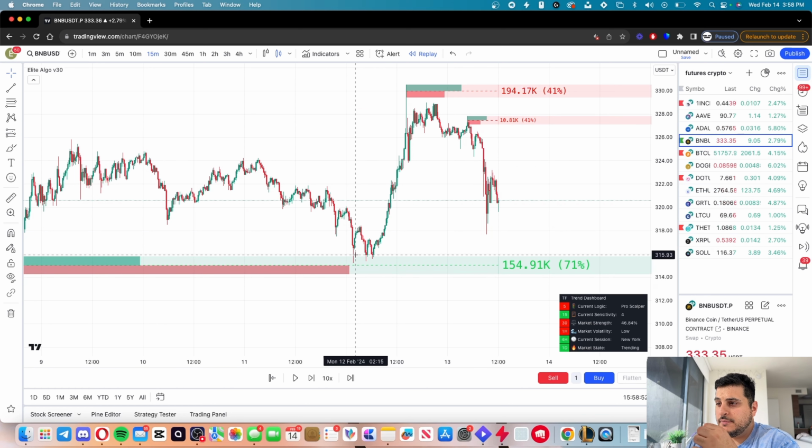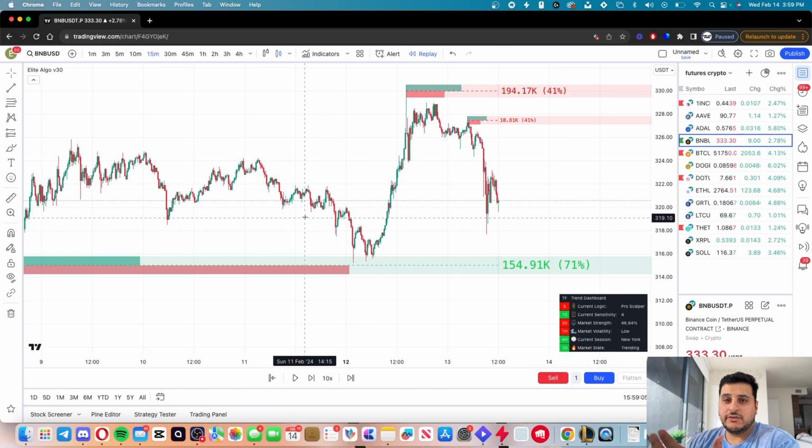Do we enter here? Do we enter here? Do we enter here? There's a lot of questions that we need answers to. So I'm going to show you exactly where to enter for this. Now, in order to do that, we're going to need to activate a couple more settings inside of Elite Algo.